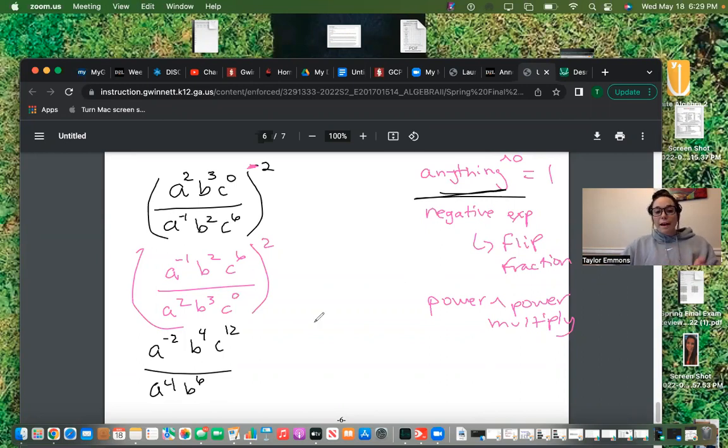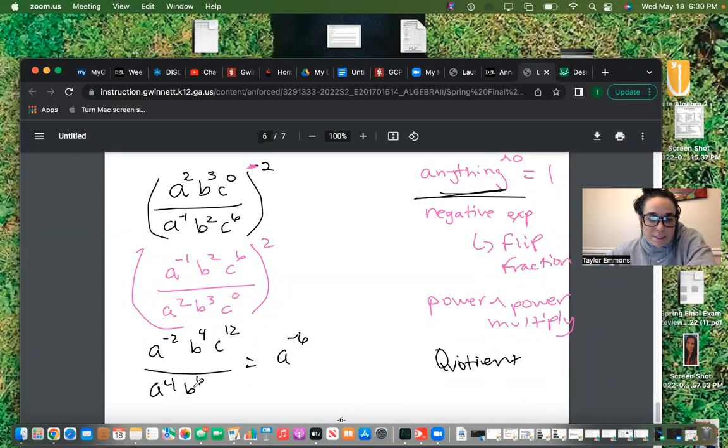Okay, so now we're going to use the quotient rule. With the quotient rule, if you have the same base, so they're the same letter, you're going to subtract the exponents across. See this negative 2? Well, since these a's are the same, you've got negative 2 minus 4. So that's going to give you negative 6. So this would be written out as a to the negative 6 power.